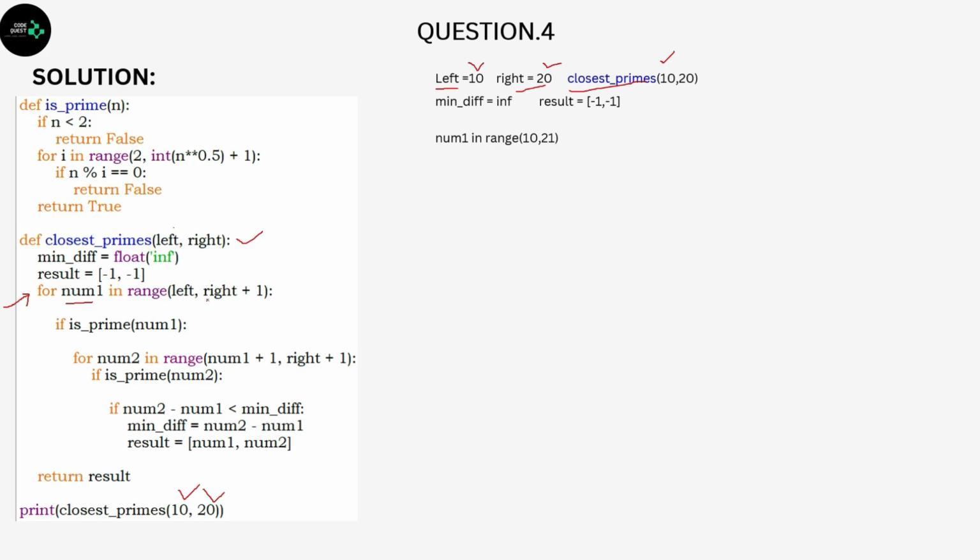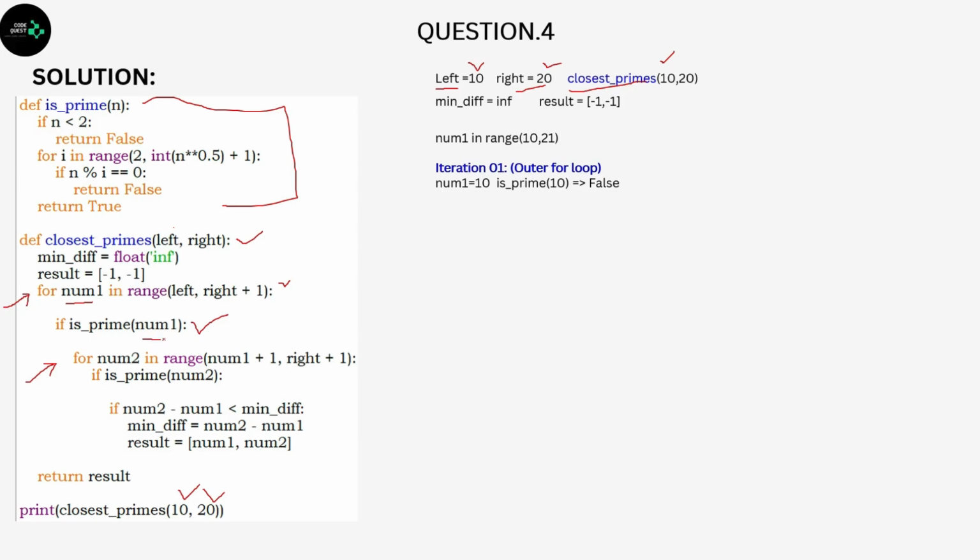Okay. Now, for the first iteration, when I start the outer loop, we are going to start with the num1 value 10. Before I can proceed to the inner loop, the first thing we are going to verify is whether this num1 is a prime or not. I am going to call this is prime function which I have defined to find out whether this num1 value is prime or not.